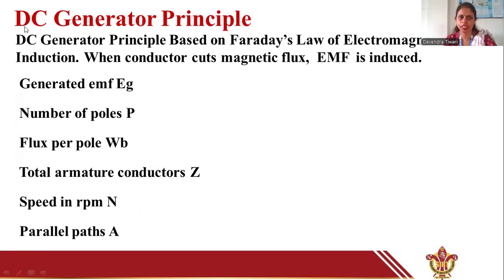And this is the DC generator principle. Construction-wise, both are the same. The DC generator principle is generally based on Faraday's law. When a conductor cuts the magnetic field, EMF is induced, and the generated EMF is known as Eg. The number of poles is P, flux in Weber, total number of conductors Z, speed in RPM, and parallel paths A. And the EMF equation of DC machine is E equals PϕNZ upon 60A, that is, ϕ N upon 60 into Z by A.